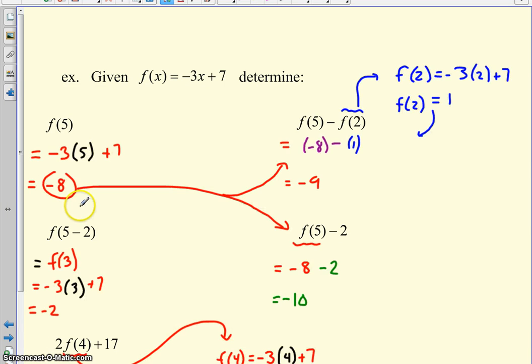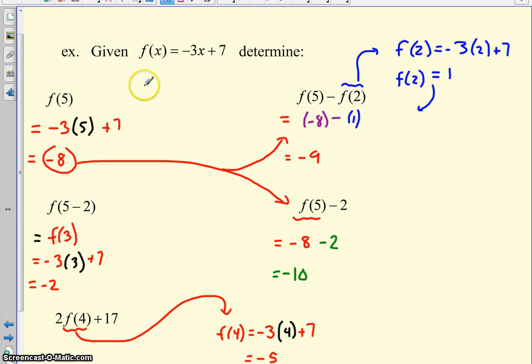Alright, so let's take the time to go through our answers here. The first one is a bit straightforward by now. It's asking for f of 5, which means that you're replacing the x value with 5. So everywhere you see an x in the original function, you're replacing it with 5. So you get negative 3 times 5 plus 7, which gives you negative 8.